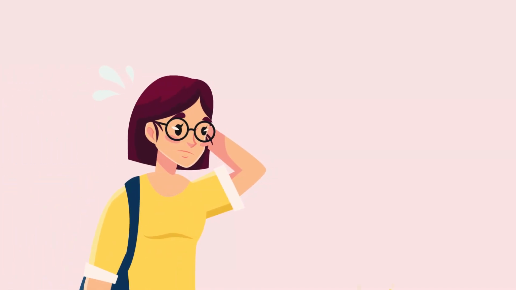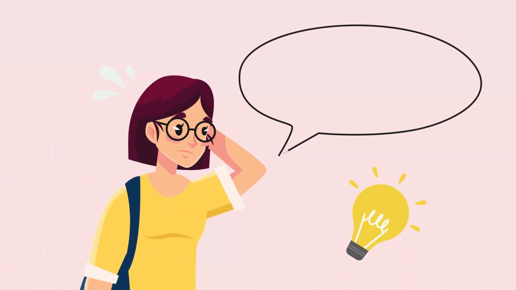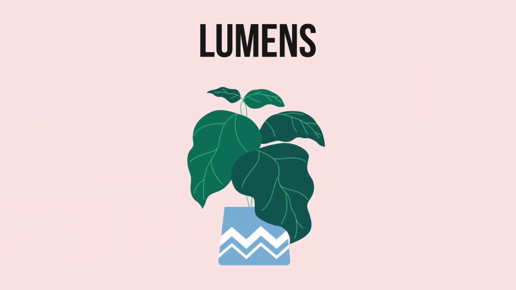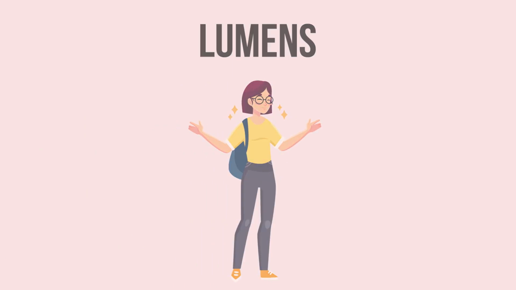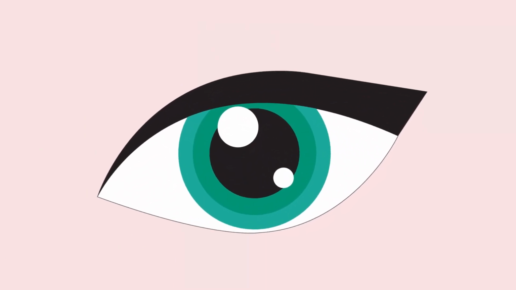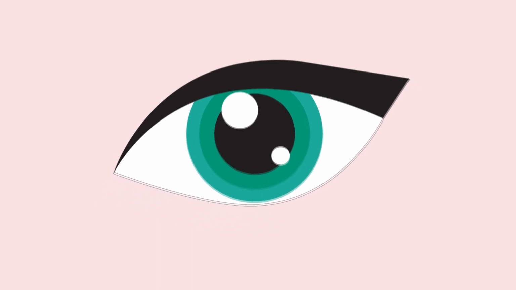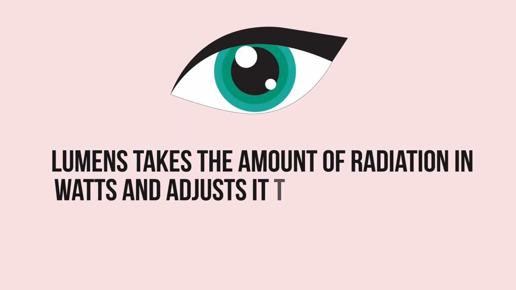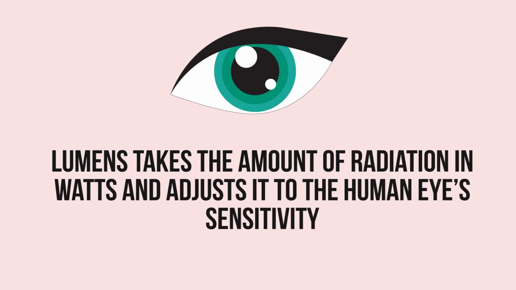Do you want to know about the lumen output of a grow light? Don't even go there, because lumens are not important to plants. Lumens are for humans. The human eye is more sensitive to certain colors, and to account for this variation, scientists measure the light that humans see in lumens. Lumens take the amount of radiation in watts and adjust it to the human eye's sensitivity.